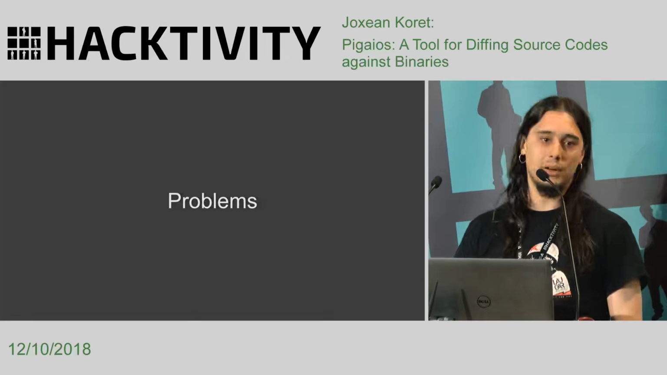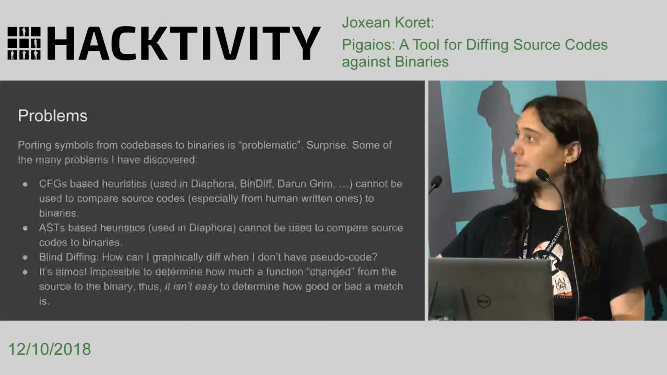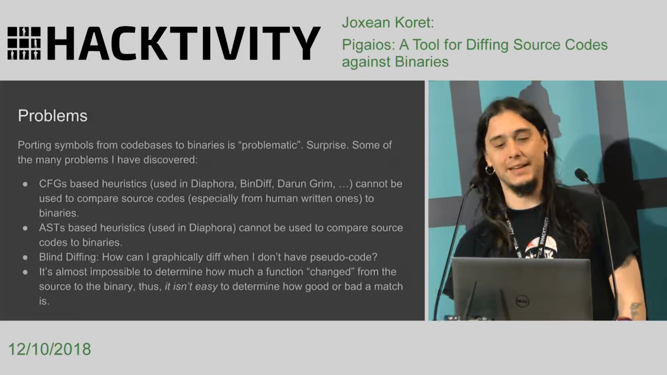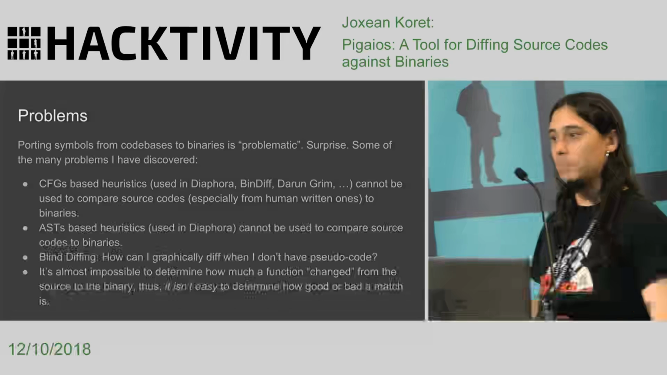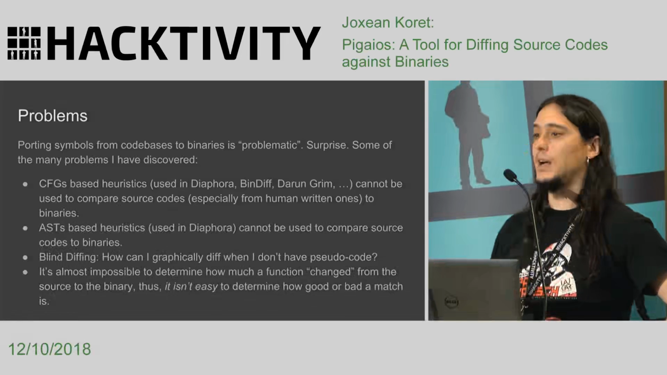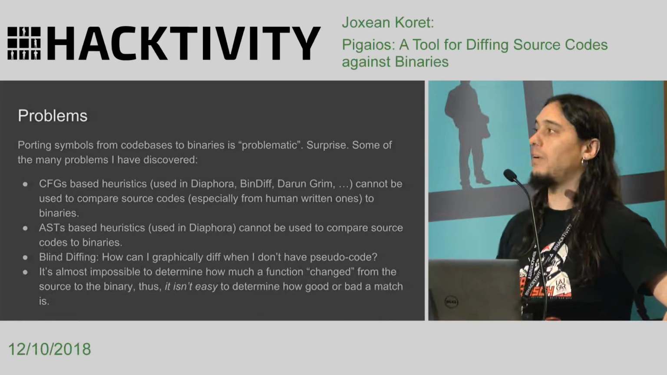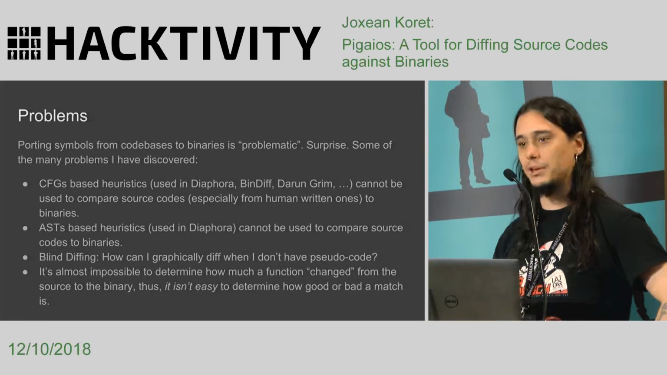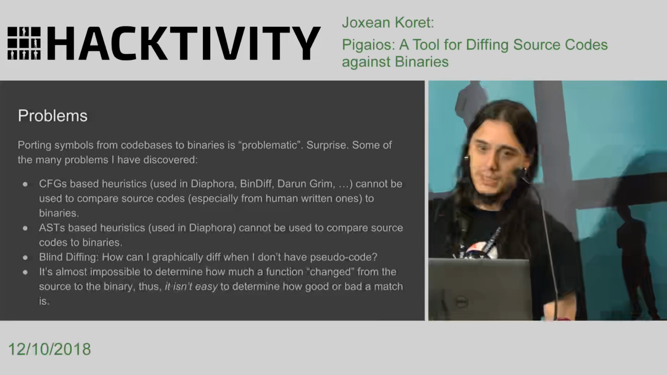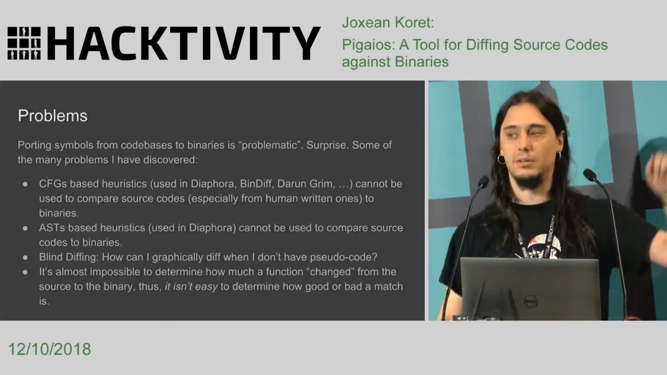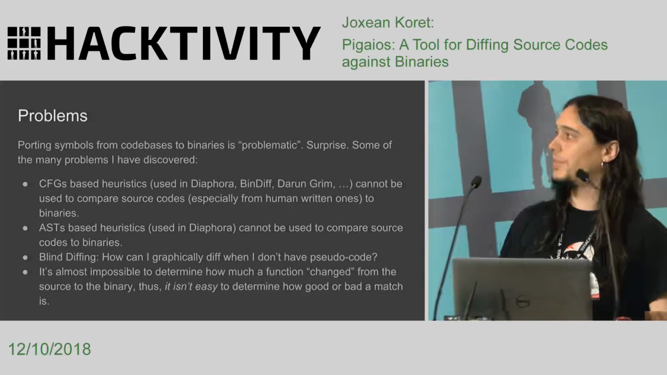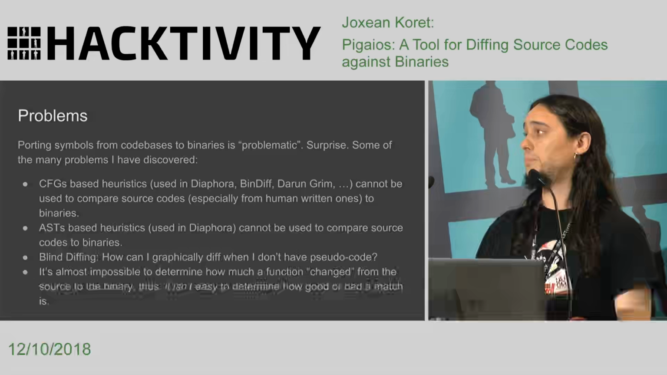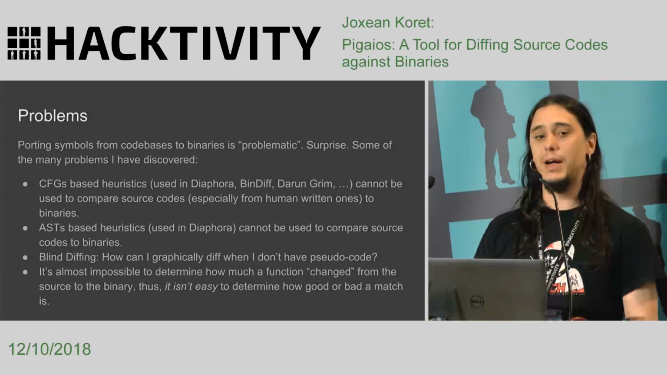Problems. There are a lot of problems doing things like that. So the first one, porting symbols from code base to binaries is problematic. Surprise. Some of the many problems that I have discovered are, for example, control flow graph based heuristics, the ones that I use in Diaphora and everybody uses in their different tools like DynamoRIO's BinDiff or DarunGrim or Yadiff or whatever. Most of them are based on graphs. Cannot be used to compare source codes, especially from human-written ones to binaries.